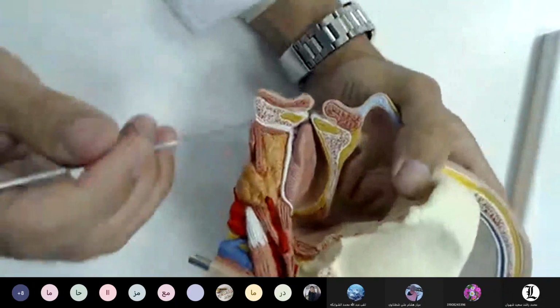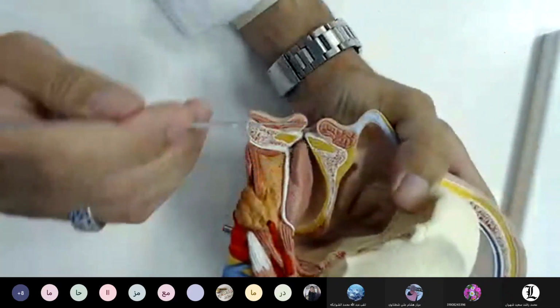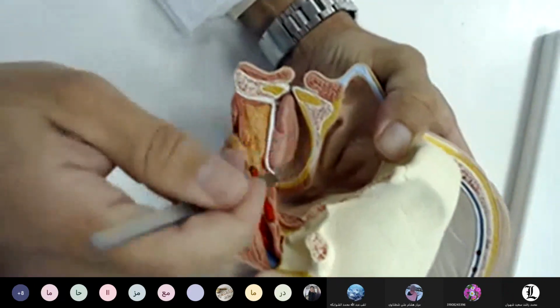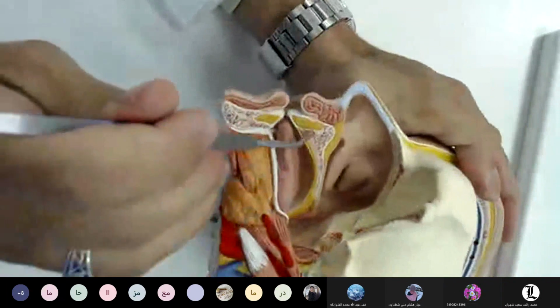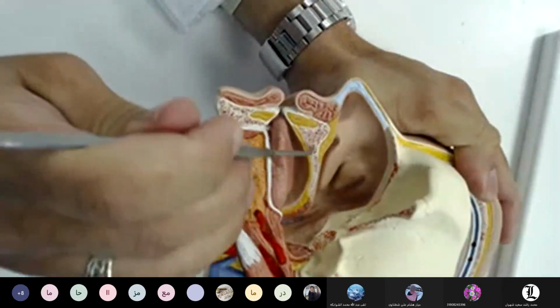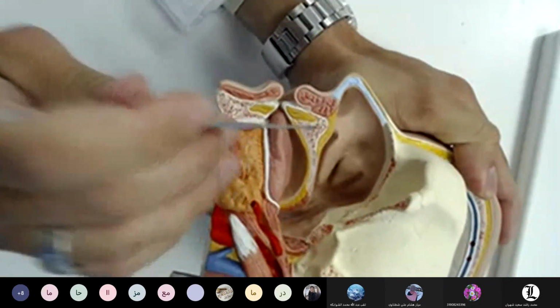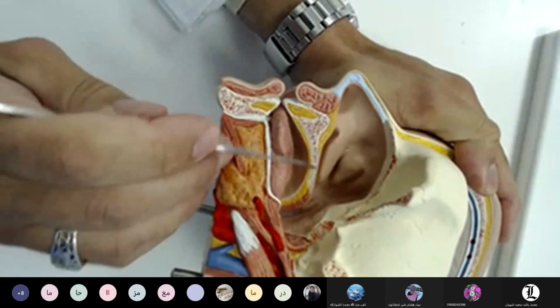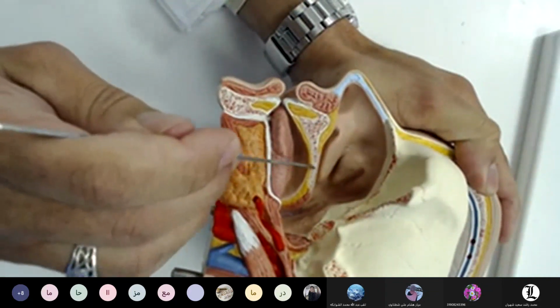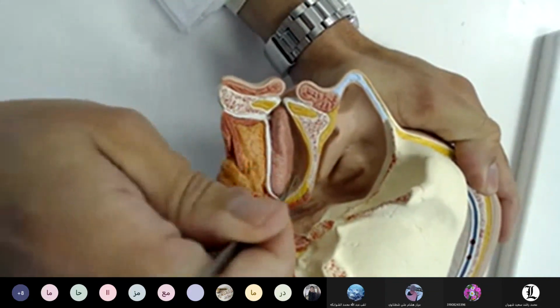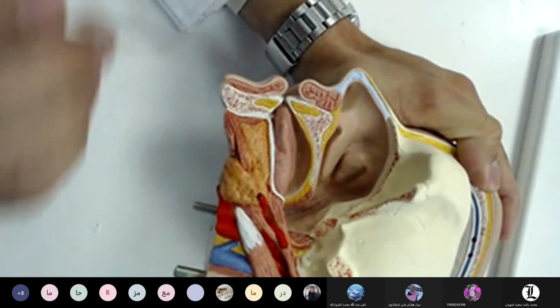So what else do we have in this model? Again, two lips, oral vestibule, oral cavity, hard palate, soft palate. The hard palate has two parts: the palatine process of the maxilla, and the horizontal plate of the palatine bone. Of course, lined by mucosa.